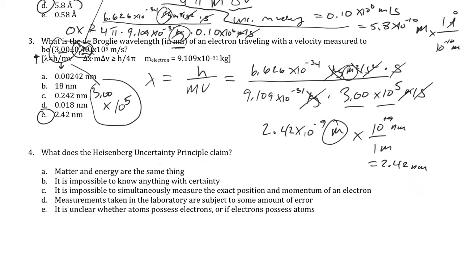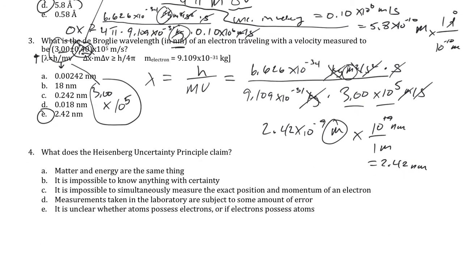Okay. So what does the Heisenberg uncertainty principle claim? Matter and energy are the same thing. That's not what it's claiming. It's impossible to know anything with certainty. That's not what it's implying. I once heard that in an English class when I was an undergrad. Somebody used it as an argument for something they were trying to make in some English class. I'm like, okay, I don't think that's exactly what Heisenberg meant. It's uncertainty, or it's impossible to simultaneously measure the exact position and momentum of an electron. And this is true of actually any particle, but it's most important or relevant to the electron because it has a really low mass.